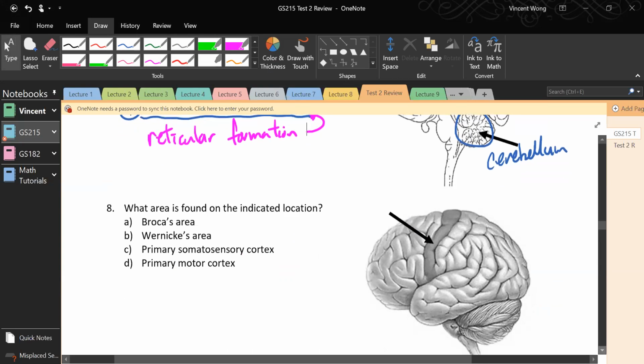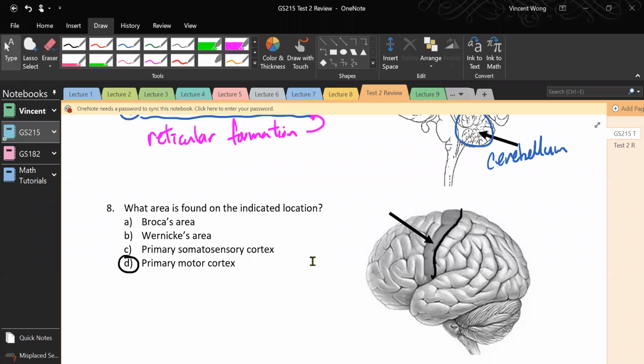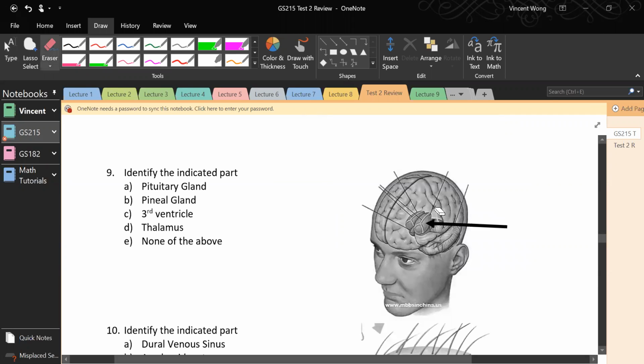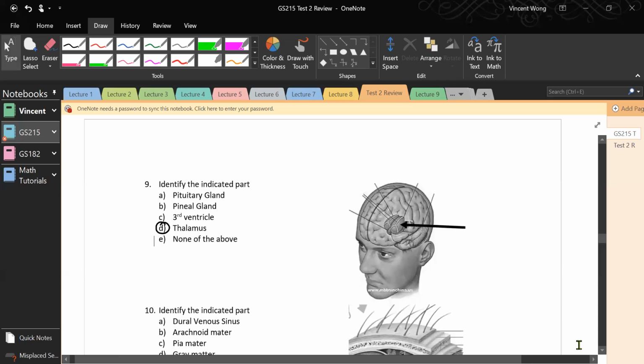Next one. What is this? We just colored it earlier, right? This is your central sulcus. And in front of it, that is your primary motor cortex. That's responsible for all the voluntary action that you're going to do. This one, it's a deep structure in the brain. This is actually directly from your PowerPoint. That is the thalamus that we're pointing at. Again, thalamus filters sensory information except for smell.